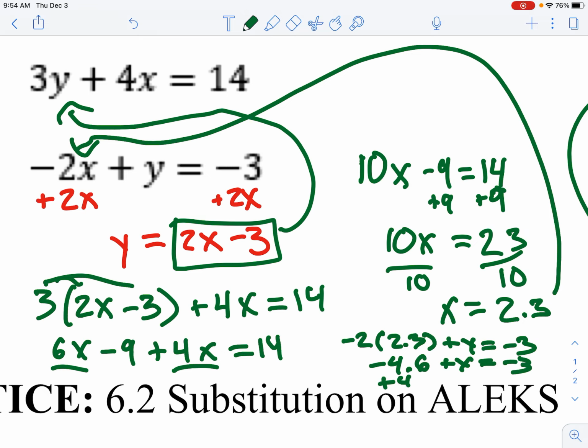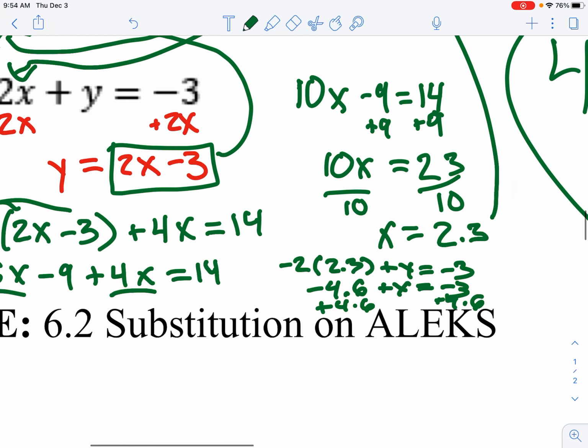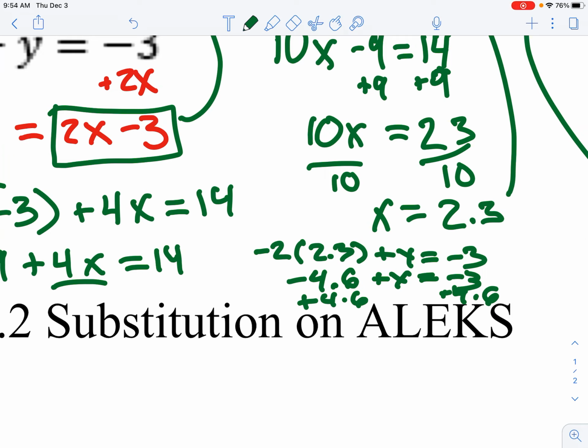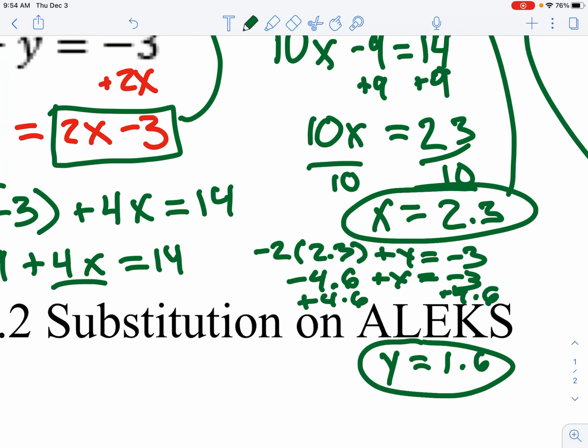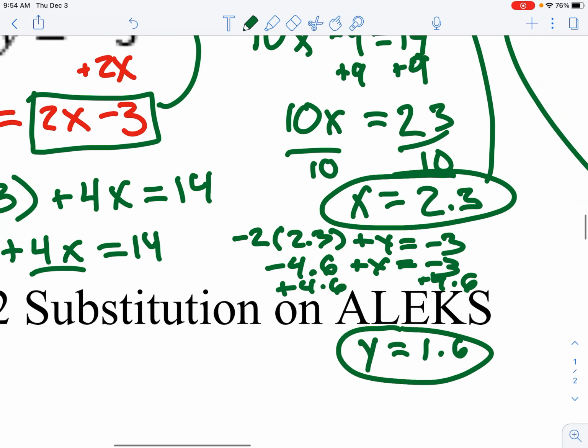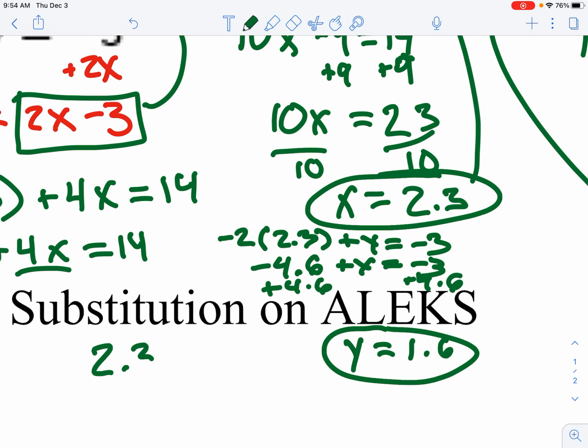If I add 4.6 to both sides, I'll have negative 3 plus 4.6. I'm running out of room down here. Y would equal 1.6. Is that right? That is right. Okay, so my y is 1.6 then. My x is 2.3. My ordered pair would be 2.3, comma 1.6.